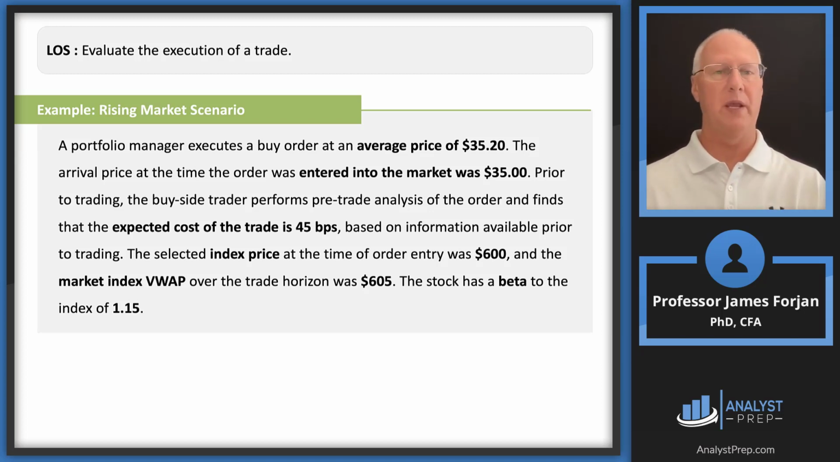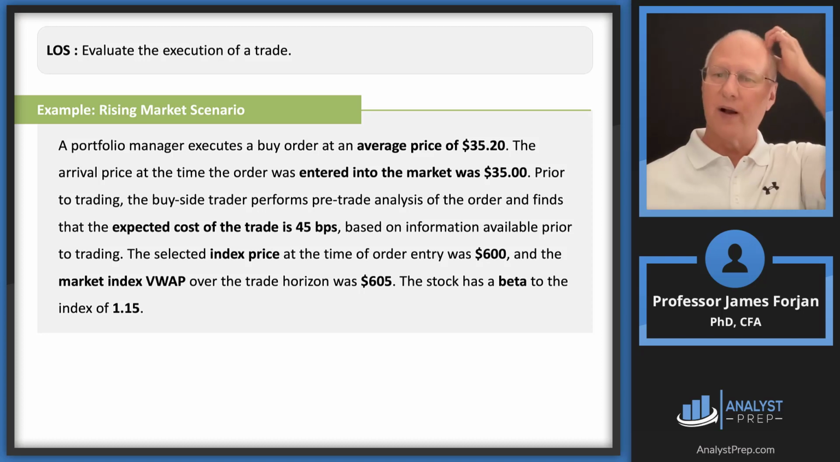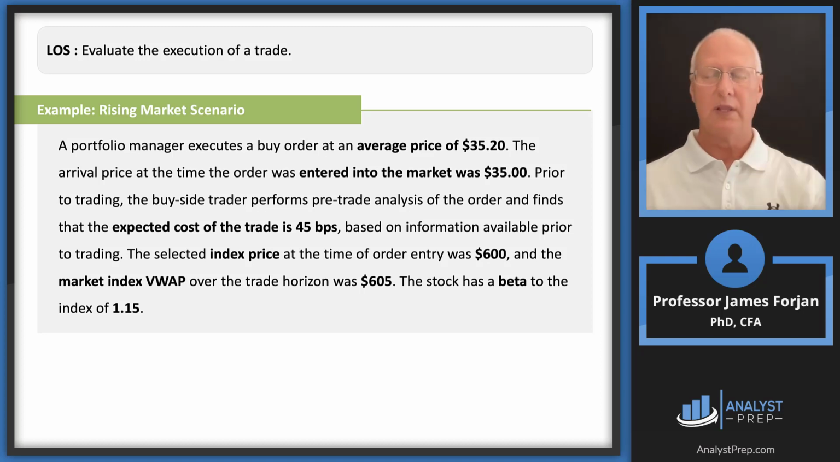on the previous page. All right, so buy order, average price of $35.20, arrival price 35, the expected cost of the trade 45 basis points, the index price was 600 and the market index value weighted was 605. Stock has a beta of 1.15.